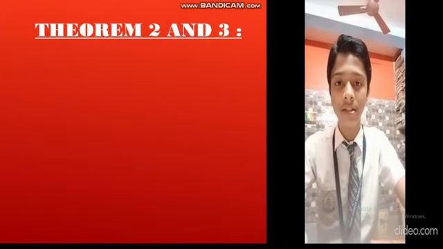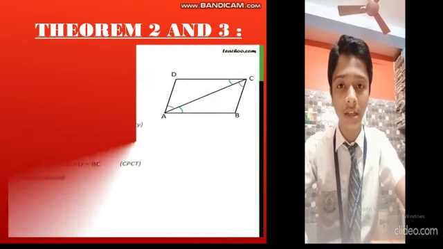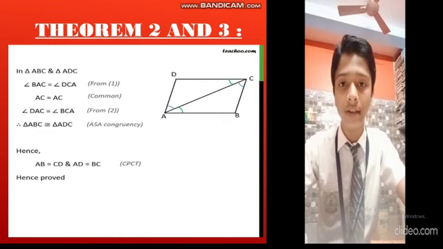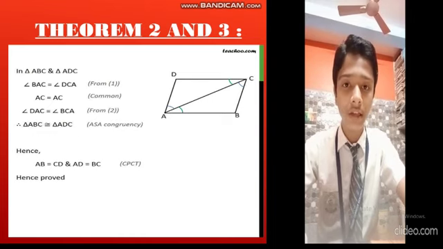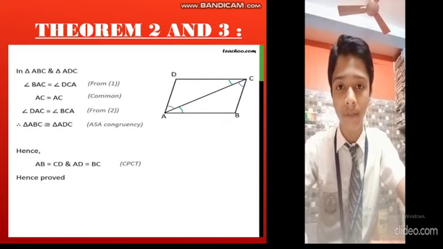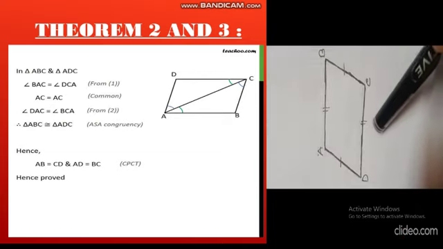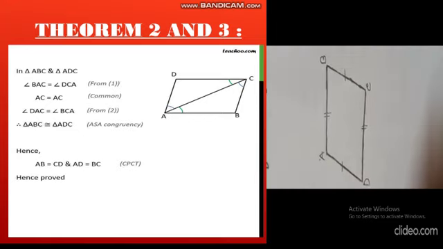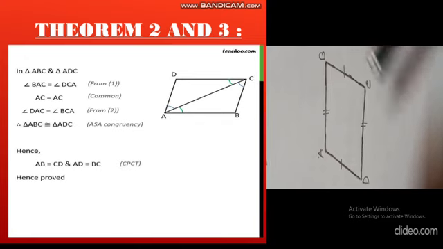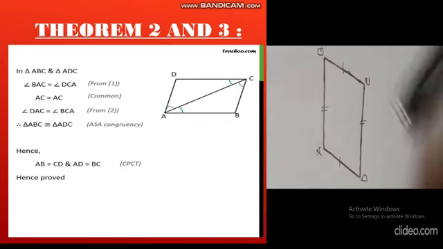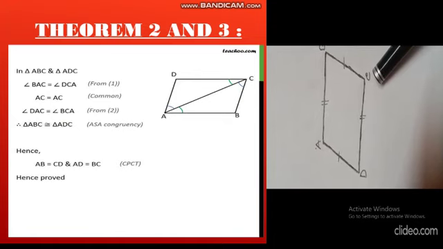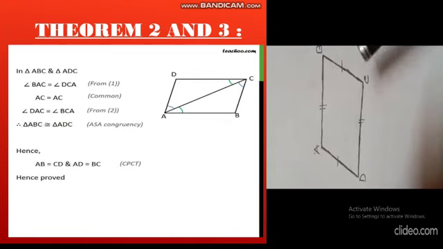The second theorem is, in a parallelogram the opposite sides are equal, and the third theorem is exactly the converse of it, that is, if each pair of opposite sides of a quadrilateral is equal, then it is a parallelogram. Here we can see that the line segments AD and BC are equal to one another, and the sides AB and DC are equal to one another. Thus our theorem 2 and its converse are proved.